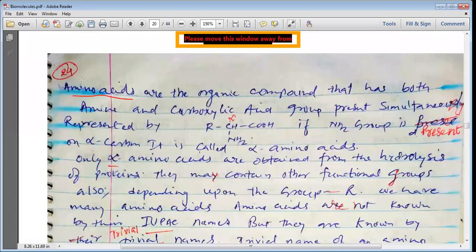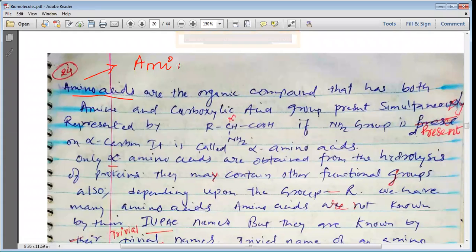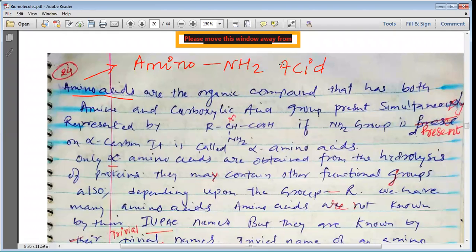If you look at the name, you will come to know that amino acid is made up of two words, amino and acid. The word amino comes from the group amine, NH2, and acid comes from the functional group carboxylic acid. So for acid, we can easily understand the COOH group. So amino acids are organic compounds that have both amine and carboxylic acid groups present simultaneously.